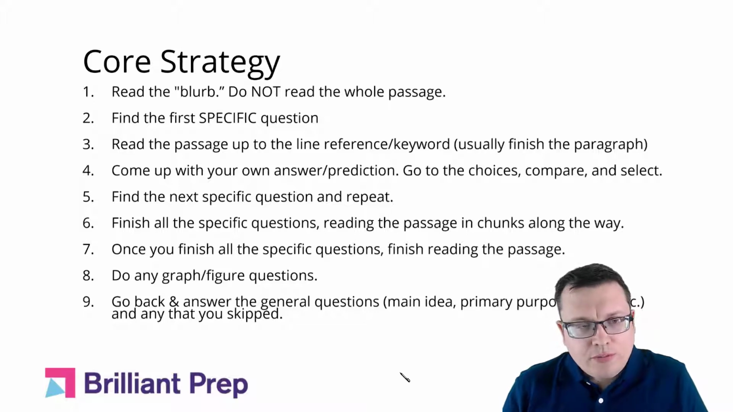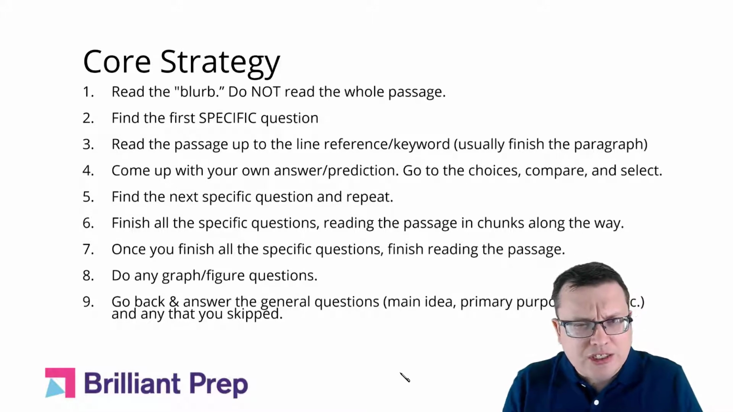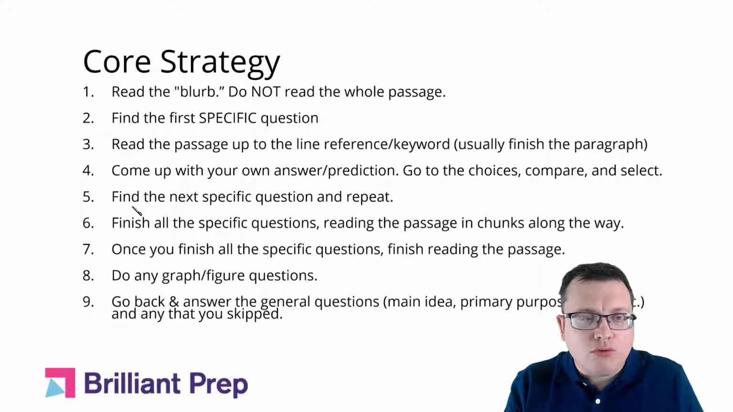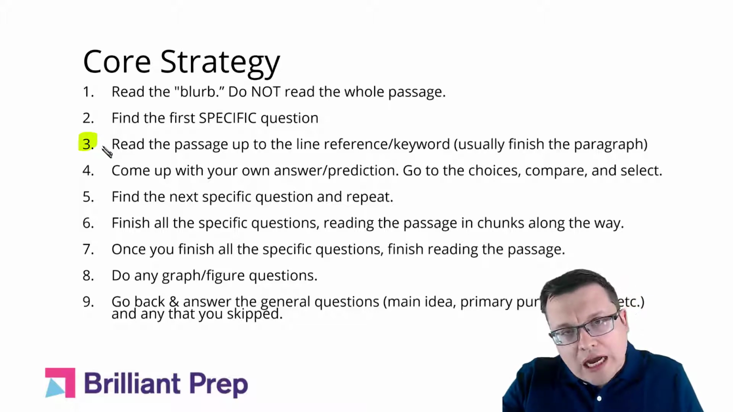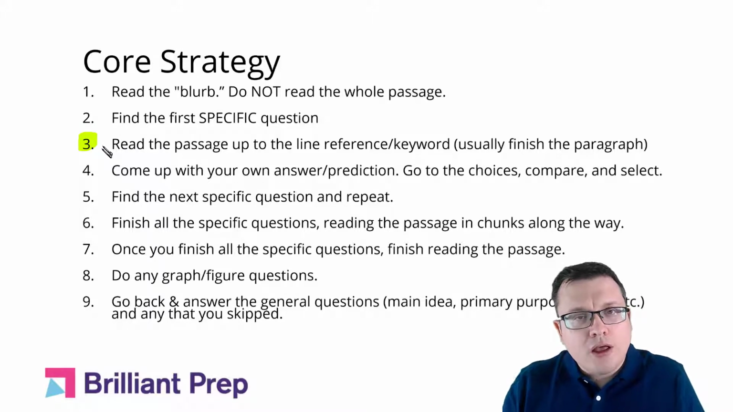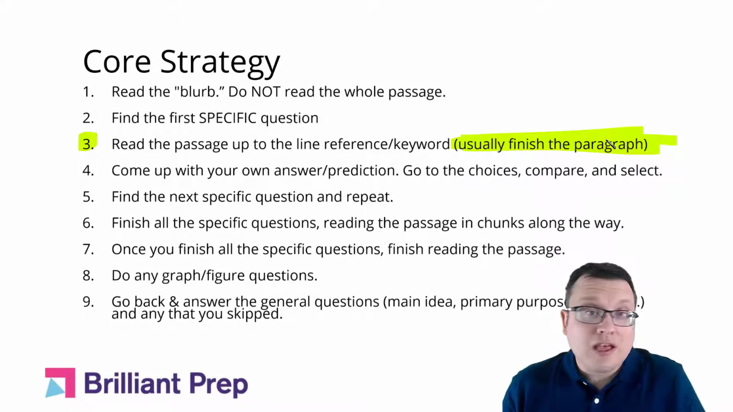After you've read the blurb, find the first specific question. That's a question with a line reference or a keyword or a two-part question. We'll talk all about those question types later. You then go back to the passage and read up to that line reference or that keyword, or you read those bracketed lines. We'll talk about these strategies later. Usually it's a good idea to finish the paragraph just to make sure that you're getting the full context. And almost always that's enough to answer the question.